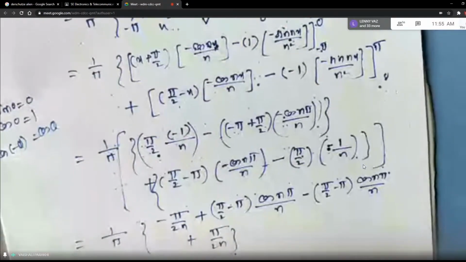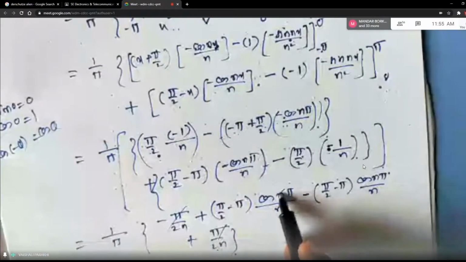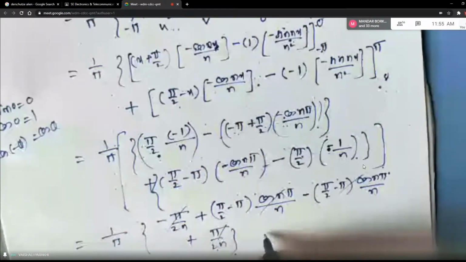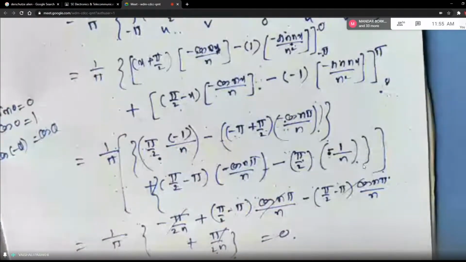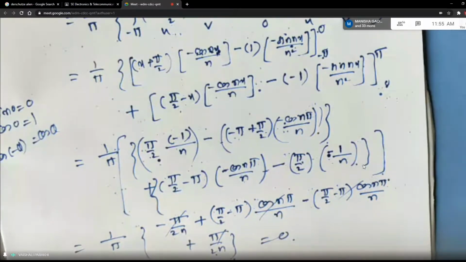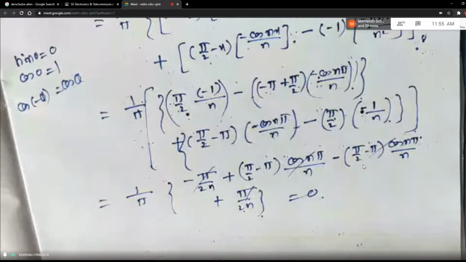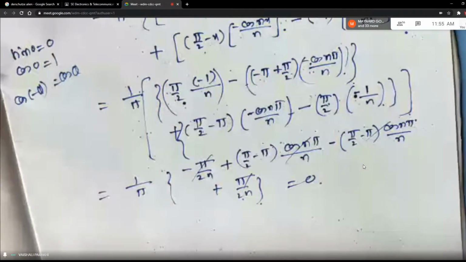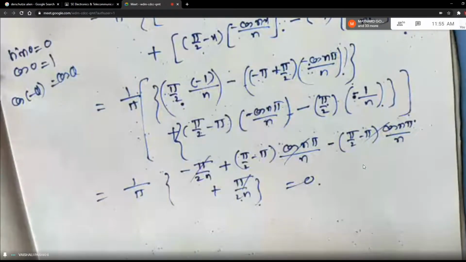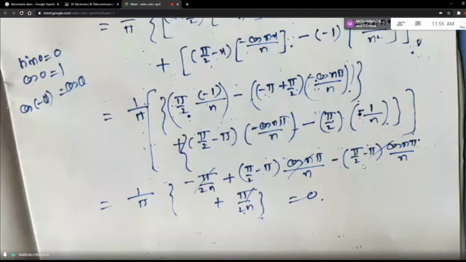Okay, students. And if you observe, all terms are getting cancelled. Plus minus plus minus, and value of Bn becomes 0. So with patience you have to solve this integral, students. It is not difficult, but very carefully you have to use the signs. Okay, so you got Bn is equal to 0.